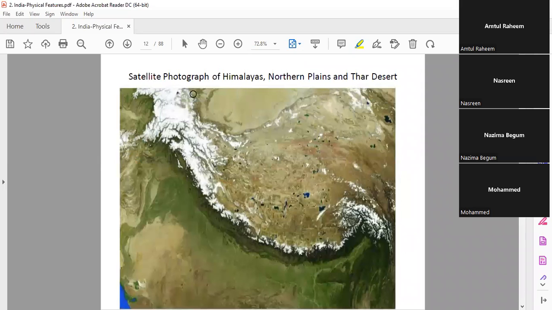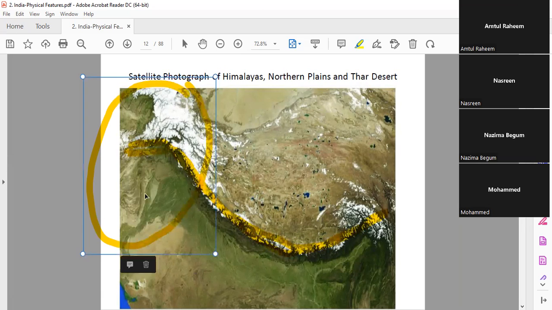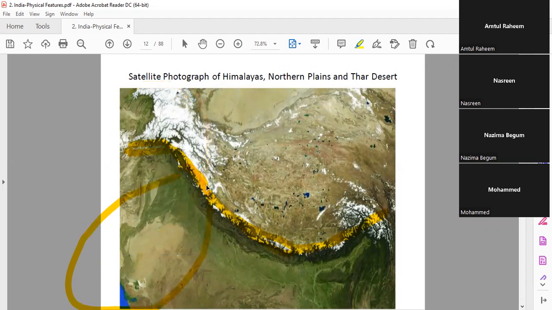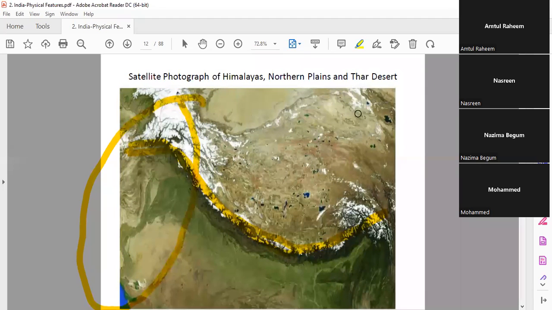Next you have the foothills of the Himalayas, the northern plain and the Thar desert. This is the curved region, the peninsular block. Then here you have the Thar desert. This part, complete part. This complete part is the Thar desert. Then you have the northern plain.